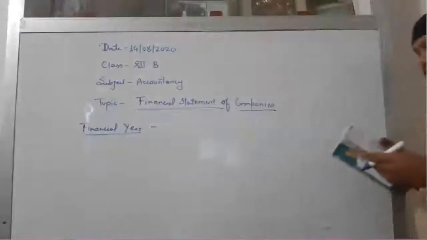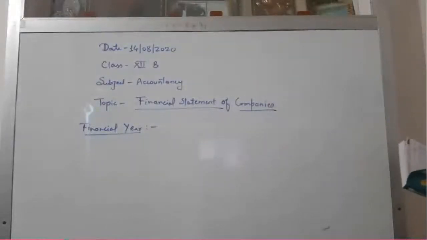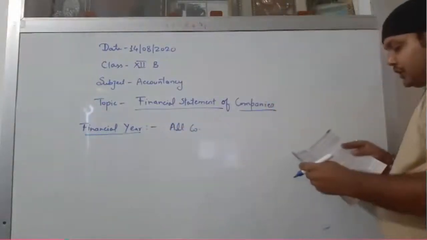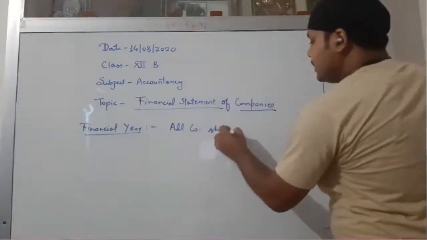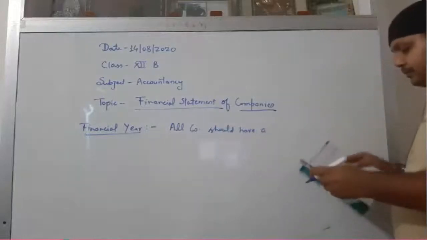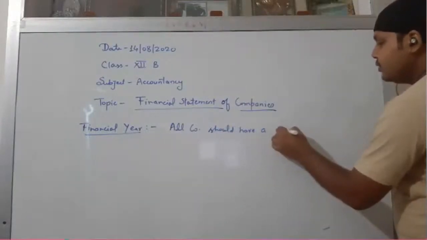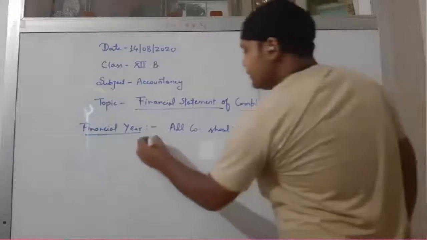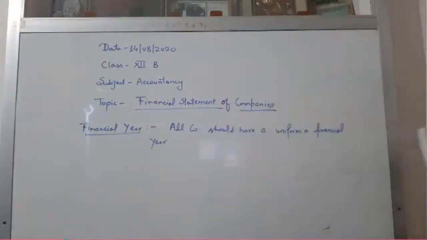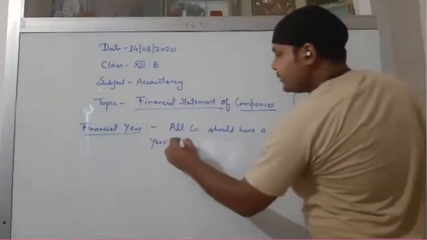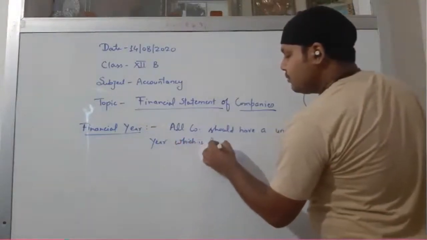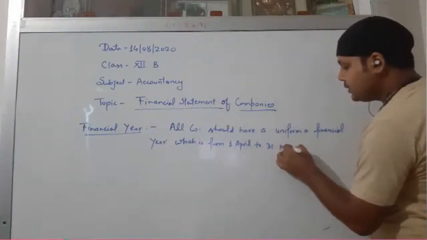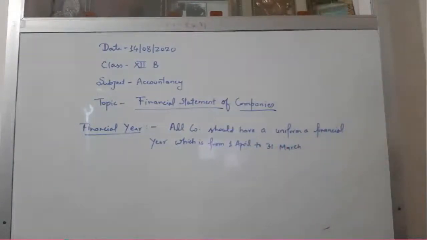So if we are talking about the financial year, so according to Companies Act 2013, all companies should have a uniform financial year, which is from 1st April to 31st March every year.